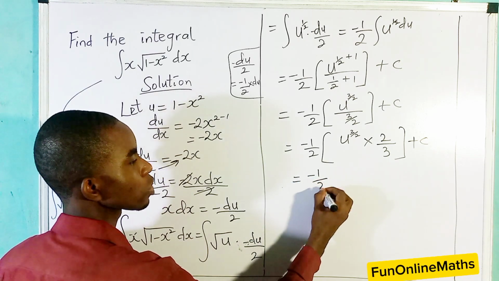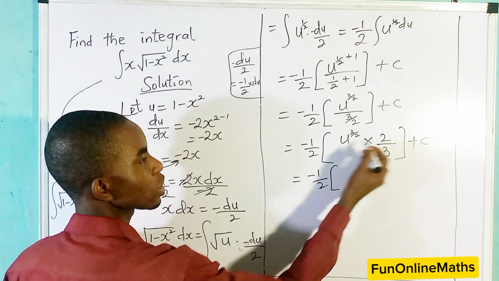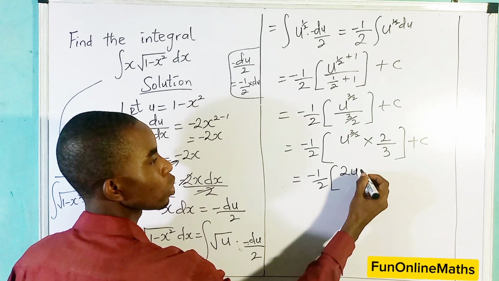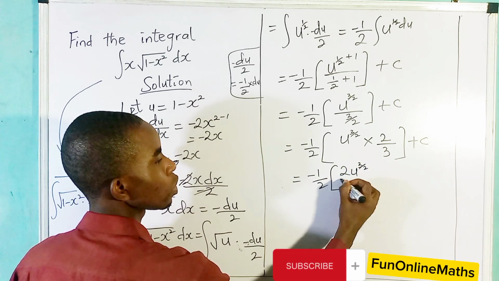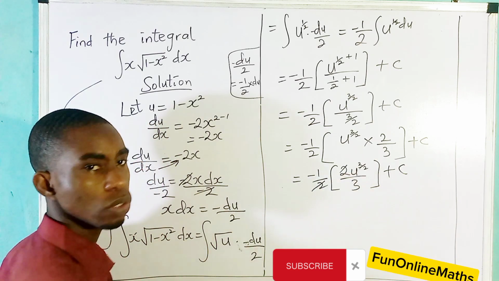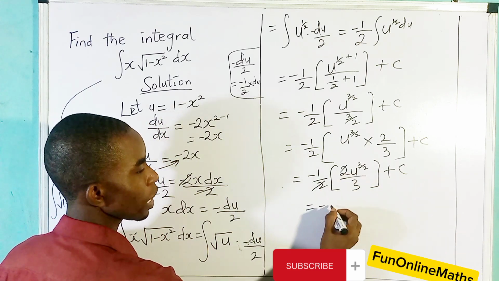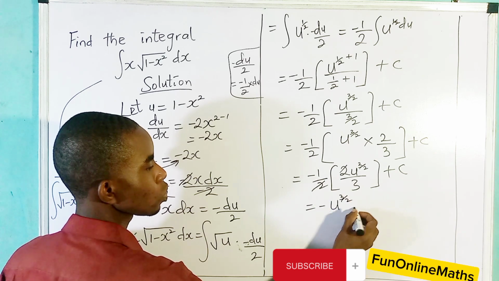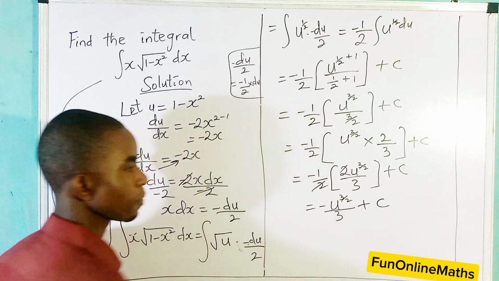So this is minus 1 over 2 into 2 times u to the power of 3 over 2, divided by 3, plus c. Now this 2 is going to cancel this out, and then we are left with minus u to the power of 3 over 2 over 3 plus c.